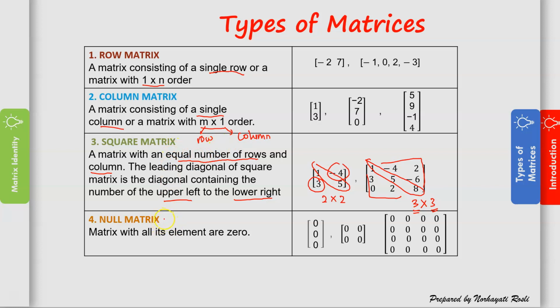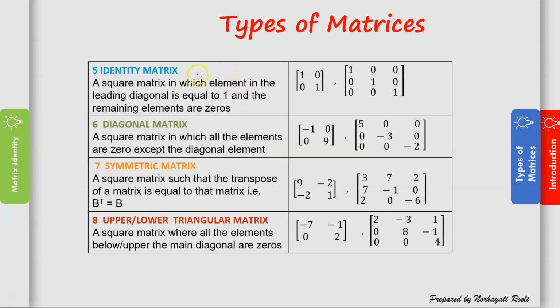And then we have the null matrix. A null matrix means that all elements are 0. So you see here you have a null matrix, in which all elements are equal to 0. Now we go to the identity matrix. An identity matrix means that the leading diagonal is equal to 1 and the remaining elements are 0. In this case, we can see our leading diagonal is all equal to 1, and the other elements are 0. So we call this matrix an identity matrix.